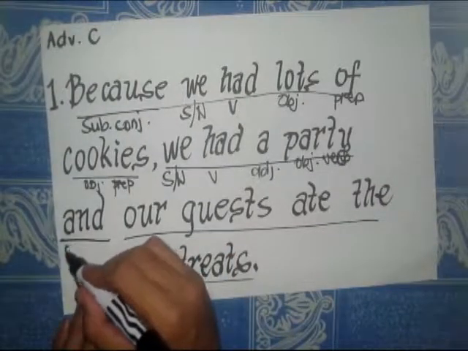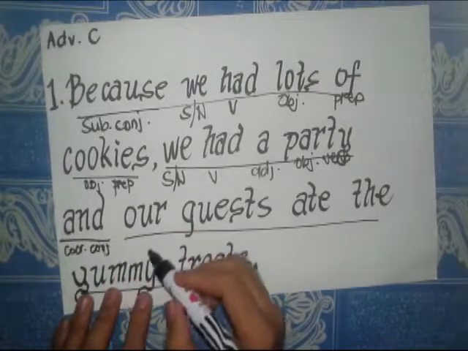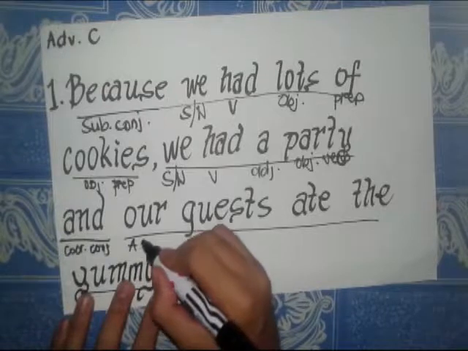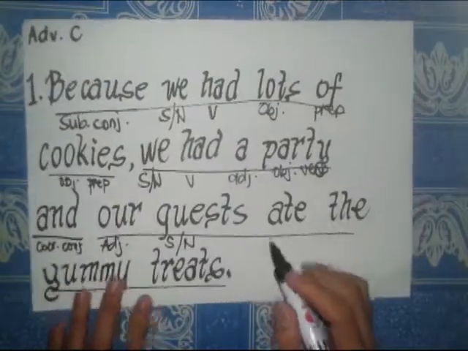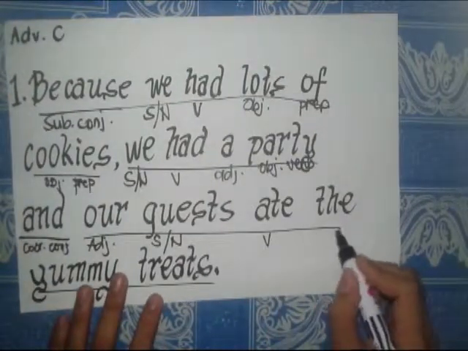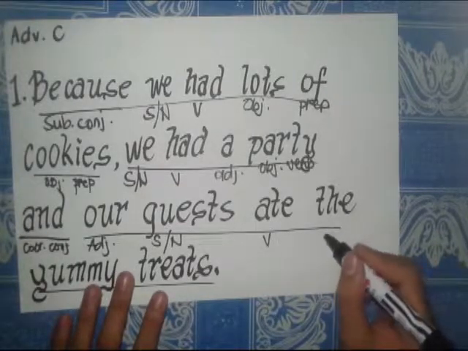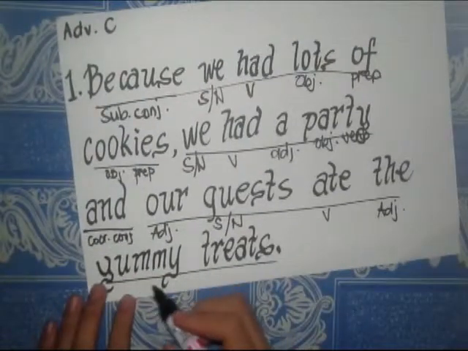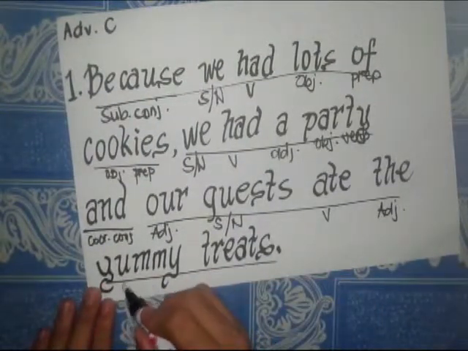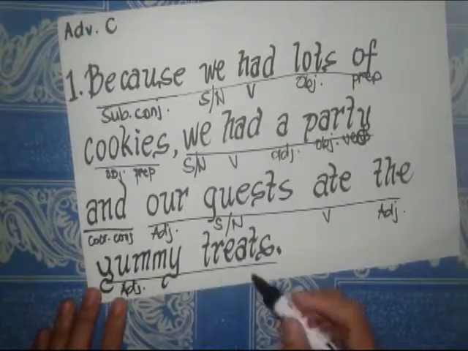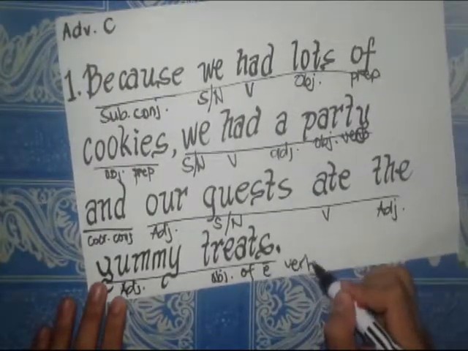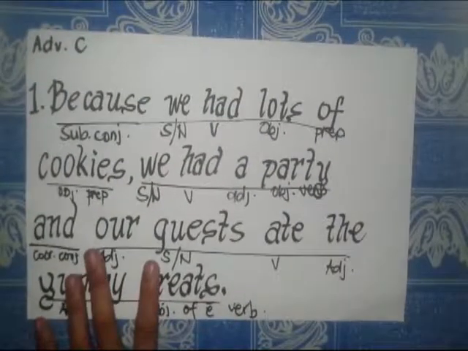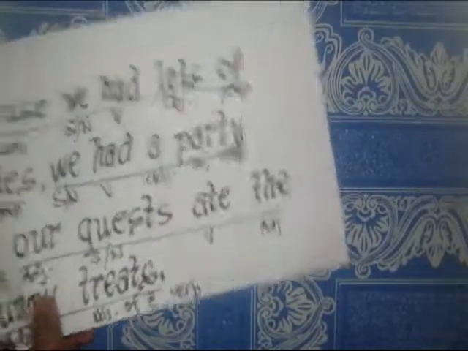then and here is the coordinating conjunction, then our guest, our is an adjective which modifies the guest here as subject and is a noun, ate here as the verb, the is the adjective which modifies the treats, and yummy as another adjective, and treats as the object of the verb. So we know now the functions of each word in this sentence. So we're going to have a little exercise about this.